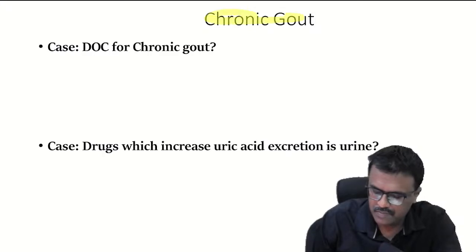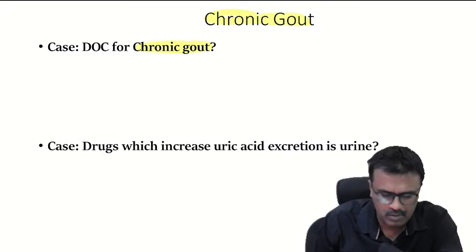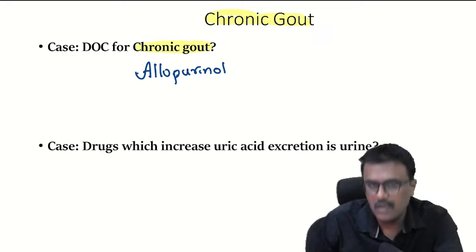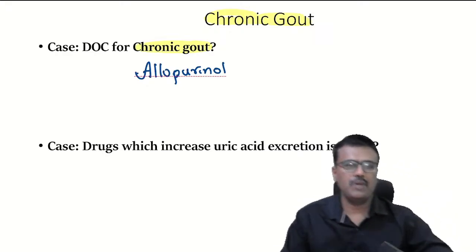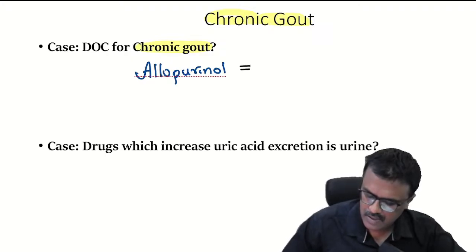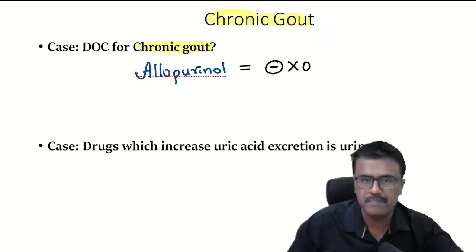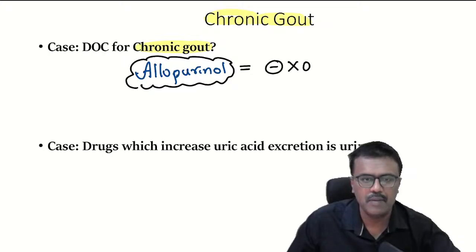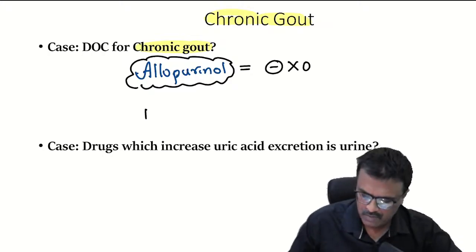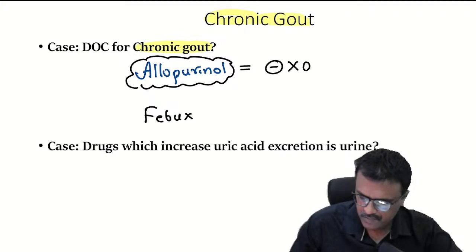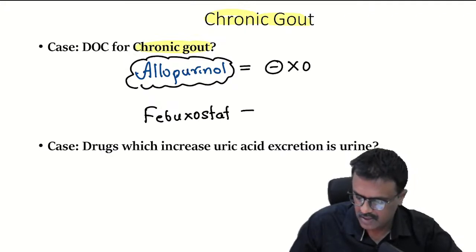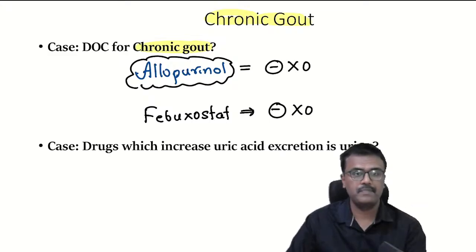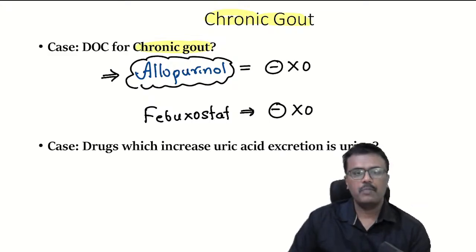Coming to chronic gout. What is the drug of choice for chronic gout? The name is allopurinol. What does it do? It inhibits the enzyme xanthine oxidase. It's a derivative of purine. But one drawback of the drug is people may develop allergy. So for them, we have another new drug, febuxostat. It is a non-purine. It also inhibits xanthine oxidase. But the drug of choice is allopurinol.